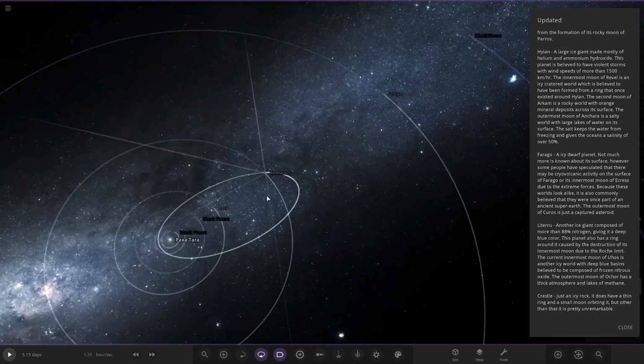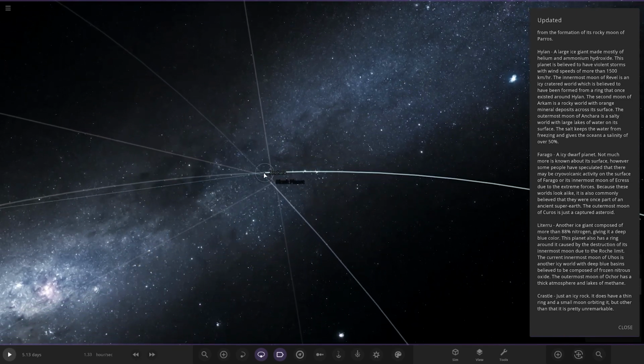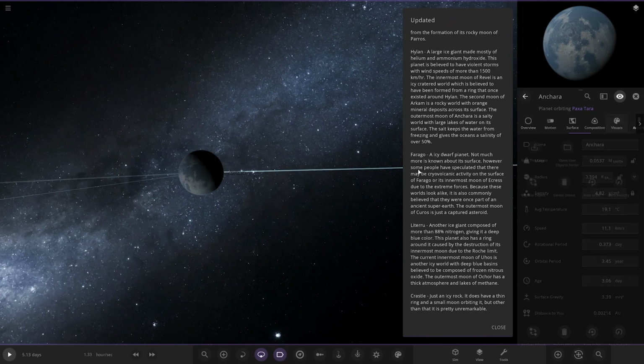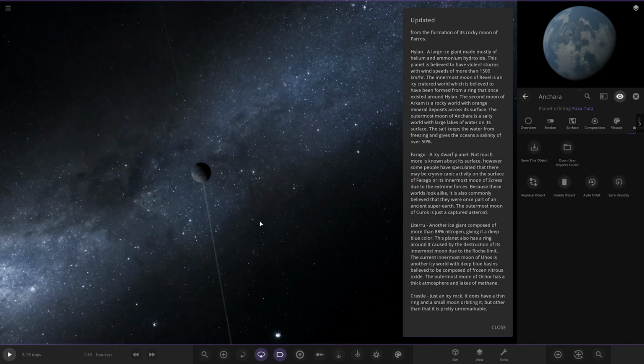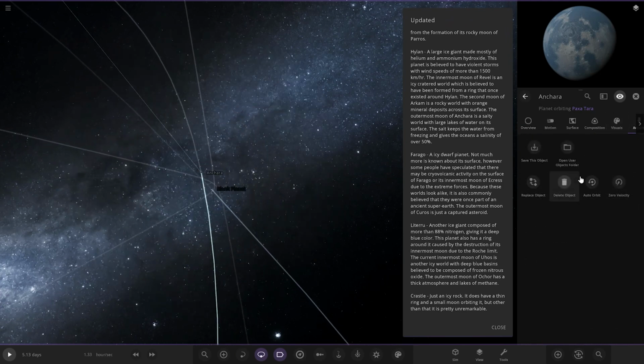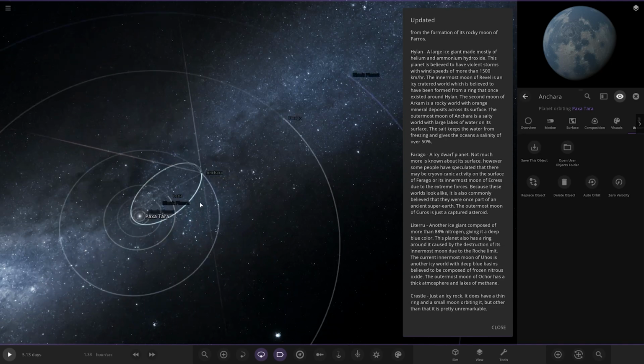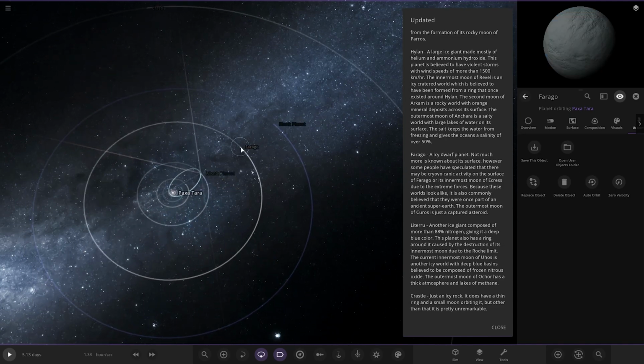Not sure why their orbits are a little funny, but there they are. I mean, maybe if we can just fix them quickly, let's see if that works. Does that work? No, it doesn't. That's a bit weird. Okay, well, there they are nonetheless. Okay, next up we got this one.